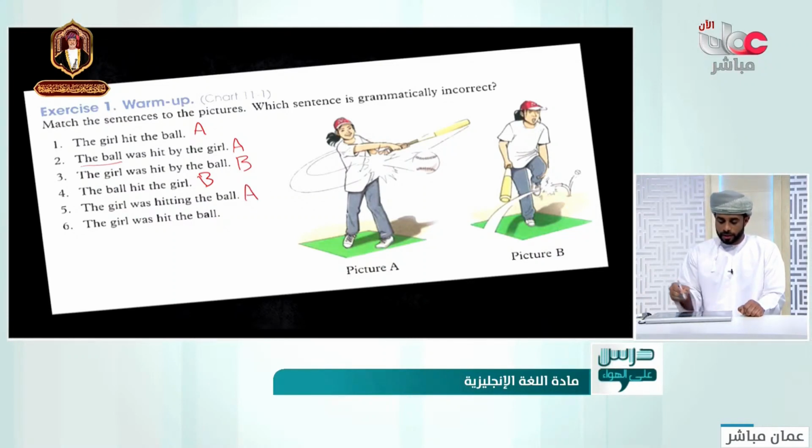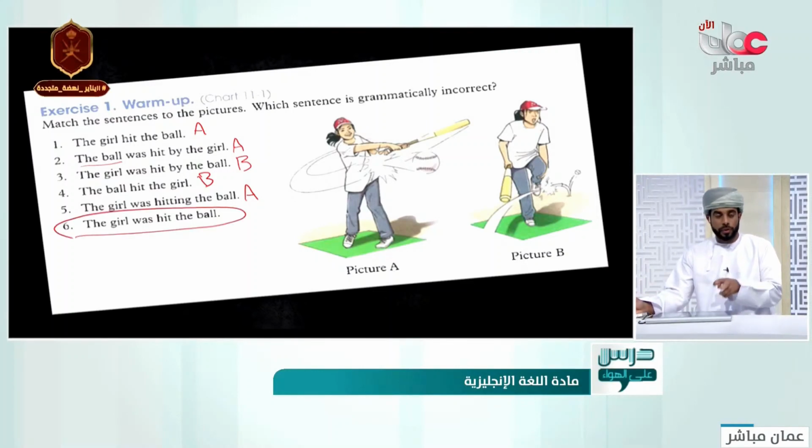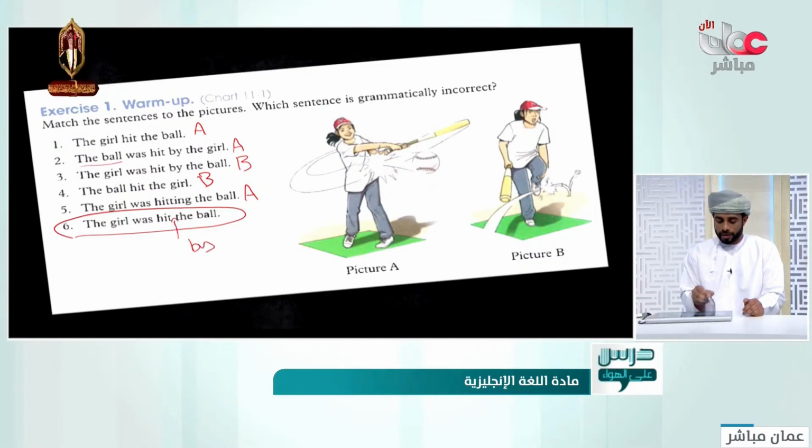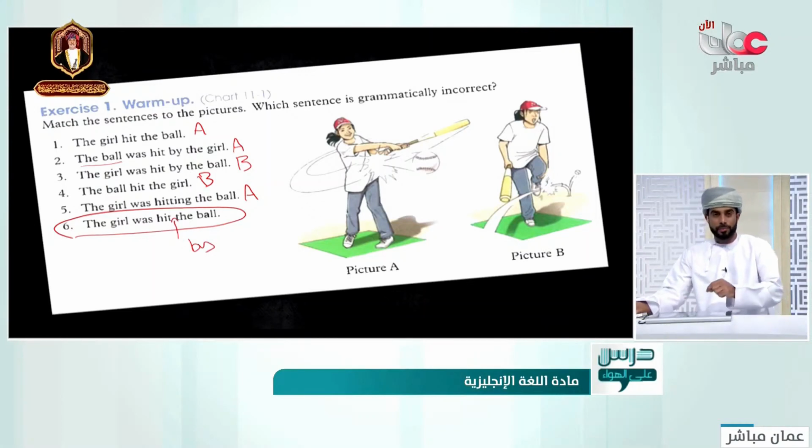Okay, what about the last one? The girl was hit the ball. This one is the incorrect one. There's something wrong with that. No, there's something missing, which is the word by. The word by in here: the girl was hit by the ball, yeah. But this one is ungrammatical, or it is grammatically incorrect.